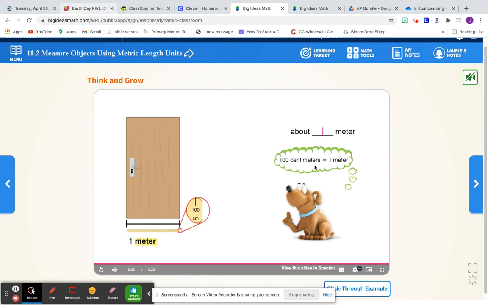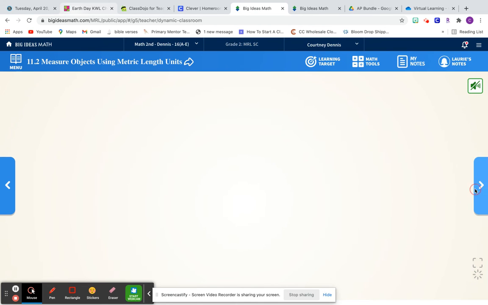And if you look, 1 meter is equal to 100 centimeters. So like on our SPOwer review where we talked about 1 foot is equal to 12 inches, 1 meter is the same as 100 centimeters. So a meter stick would be about the width of this door. That is why we would use something longer to measure something that is big.